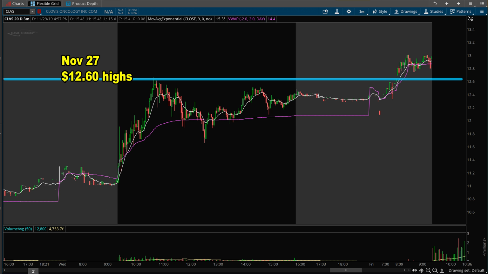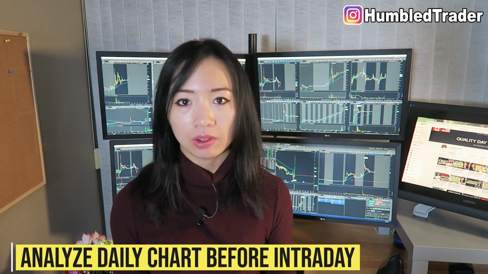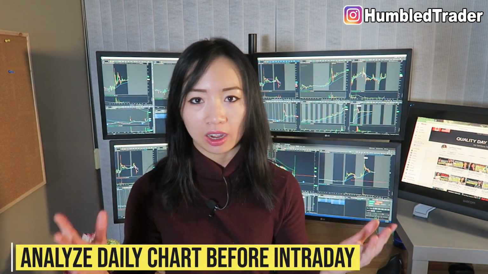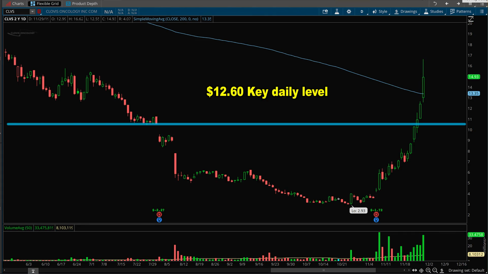So if we're looking at the stock pre-market on November 29th, we can see that it gapped up above the previous day's highs on Wednesday, November 27th, around the 12.60s. But before we zoom in to analyze the intraday levels, we want to look at the stock CLVS on the daily chart first. So you can see on the daily that the 12.60s level corresponds to a daily support line.